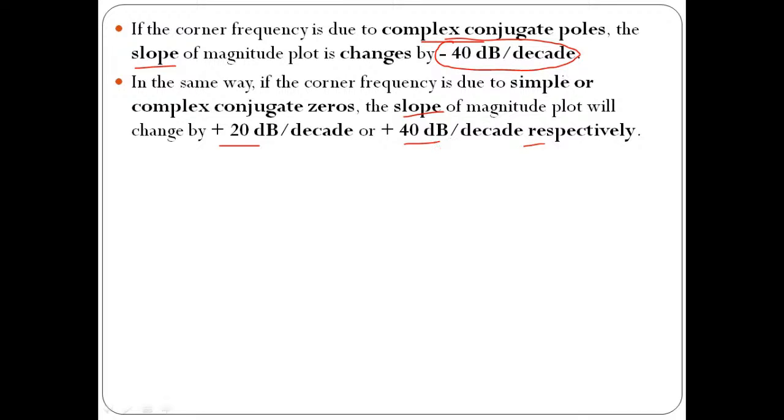So whenever we have a corner frequency, we need to first check whether the corner frequencies are due to poles or zeros. If it is due to a pole, it is going to change by minus 20 dB per decade. If it is due to a complex conjugate pole, it is going to change by minus 40. In the same way, if the corner frequencies are due to simple zeros, then it is plus 20 dB per decade. And if it is due to complex conjugate zeros, it will be plus 40 dB per decade. This is very important.